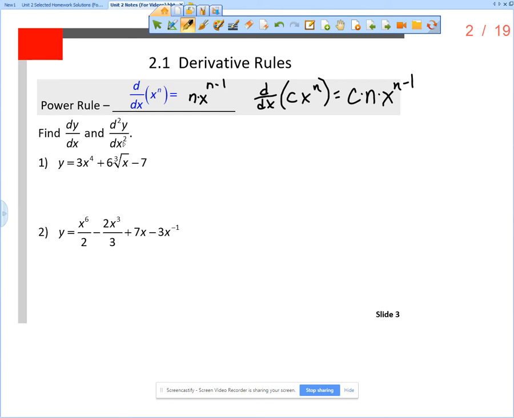All right, so now, okay, the directions of these problems say find dy/dx and d squared y/dx squared. All right, so what do you think that means? Well, that is really just finding the derivative of the derivative. So d/dx of dy/dx.